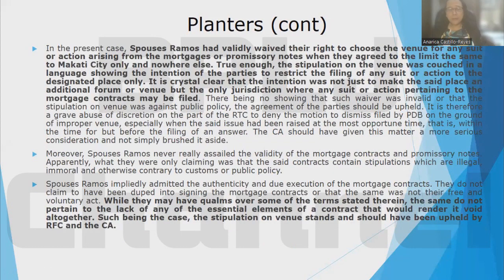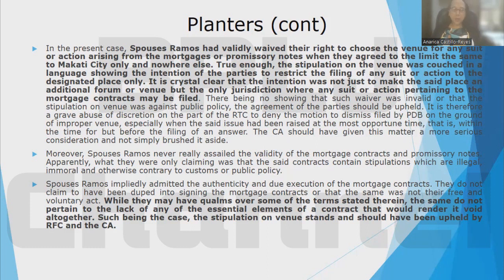In this case, the Ramoses had validly waived their right to choose the venue of actions arising from the mortgage when they agreed to limit the same to Makati City only and nowhere else. True enough, the stipulation on venue was couched in a language showing the intention to restrict the filing of the action to the designated place only. It is crystal clear that the intention was not just to make the place an additional forum, but the only venue where any suit or action pertaining to the mortgage may be filed.